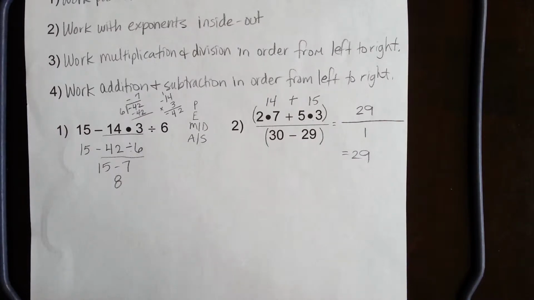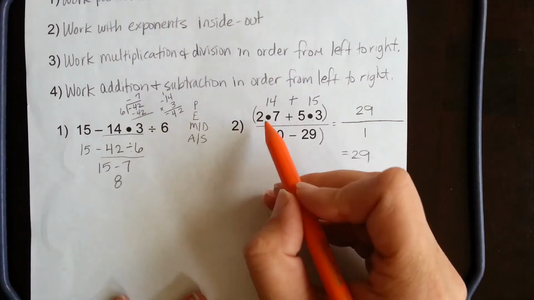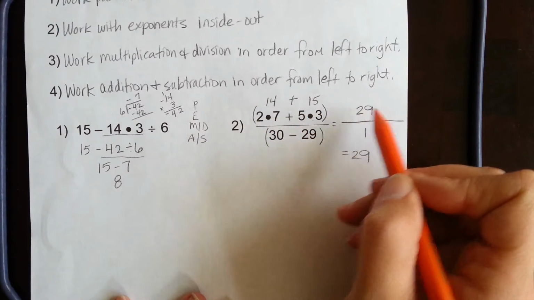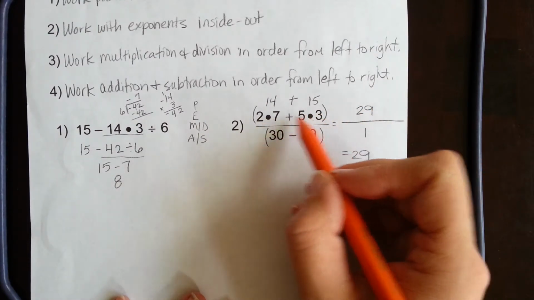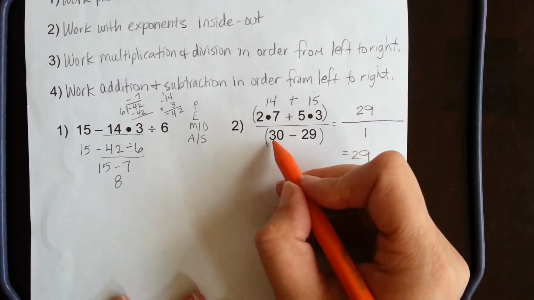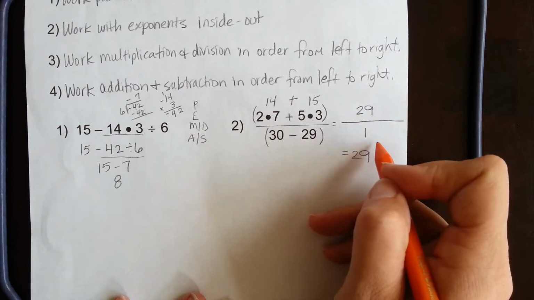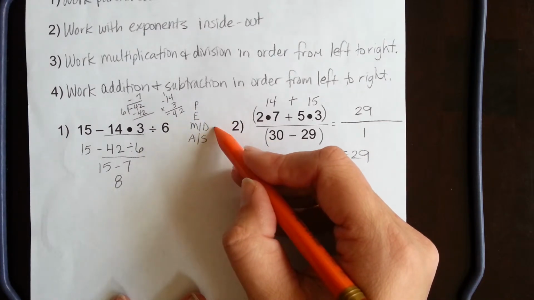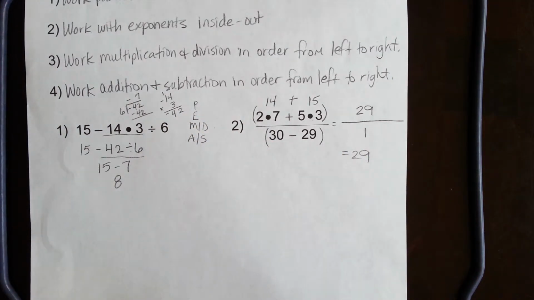So if that was in parentheses and we took another look at that problem, we would first take care of parentheses, which means we would do everything inside here first, which is what we did. We did 14 plus 15, which gave us 29, and 30 minus 29, which is 1. So after we took care of both those parentheses, we were able to go down to the division step. Let's look at another problem.